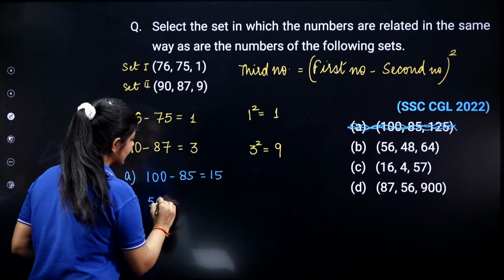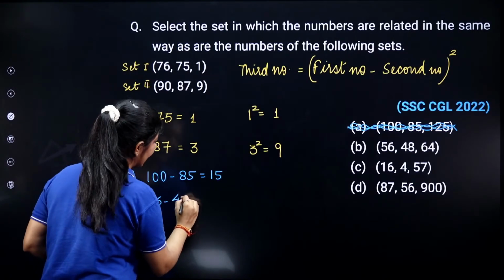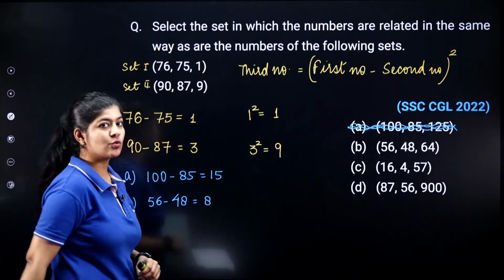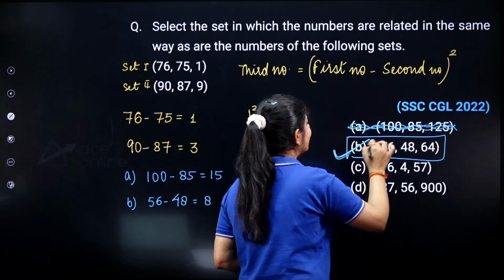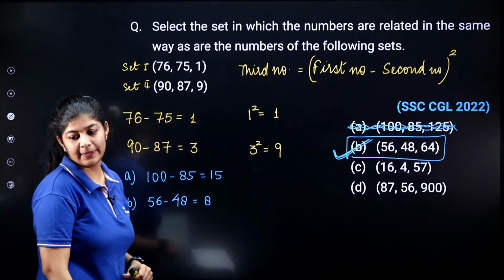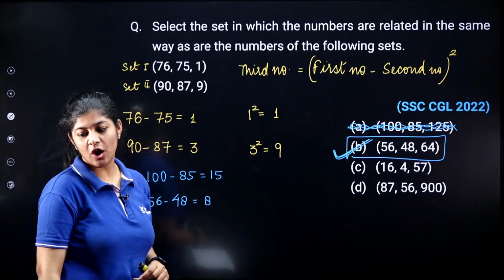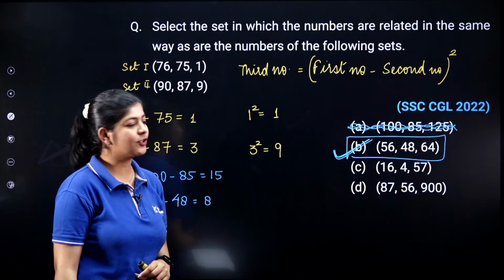56 minus 48, I am getting 8, and the square of 8 is 64. That means the correct option over here is your option number B. Very good, Durgam.